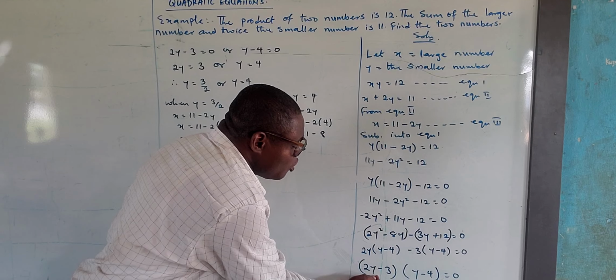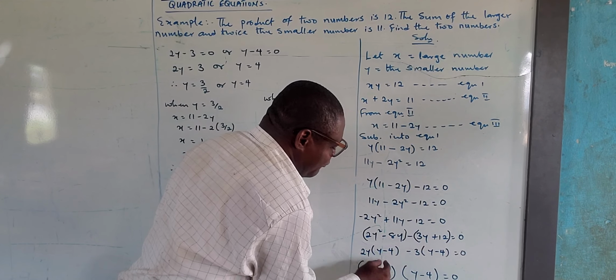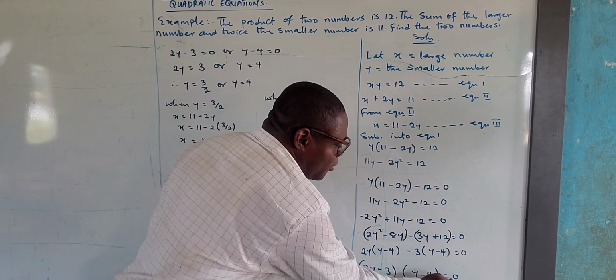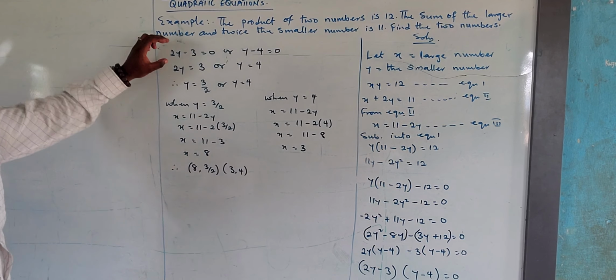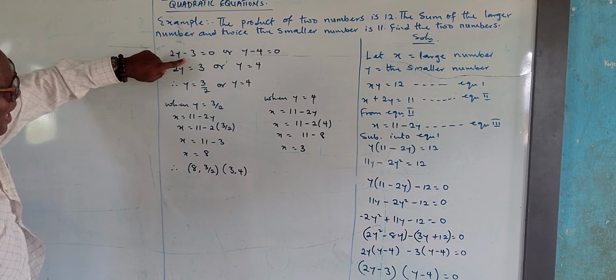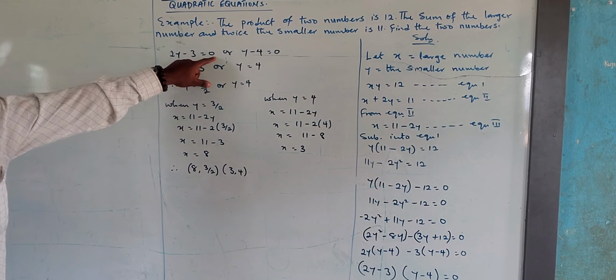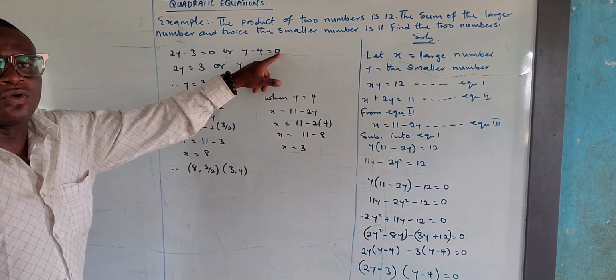We have 2y minus 3. Let us cover the bracket. Another bracket. Pick any of these. We now have y minus 4 is equal to 0. Now from here we can say that 2y minus 3 is equal to 0, or we have y minus 4 is equal to 0.